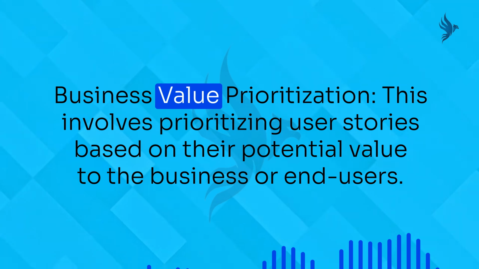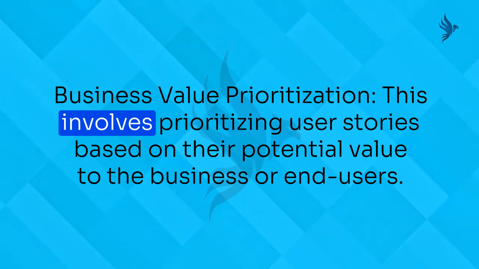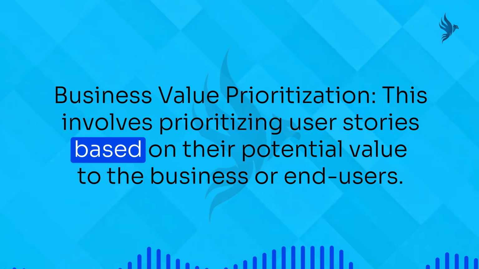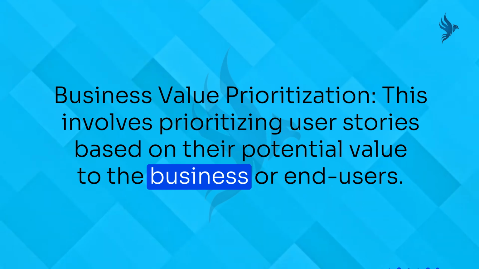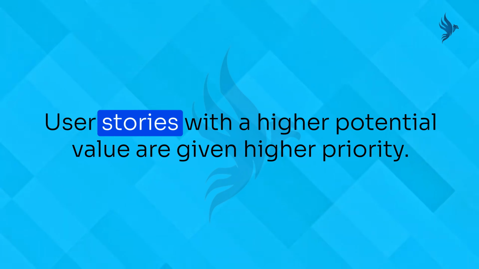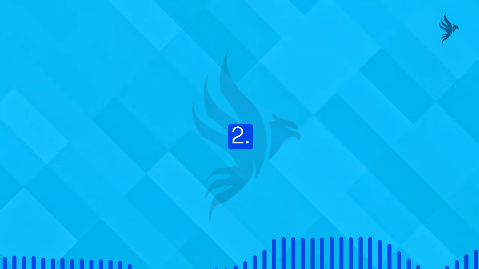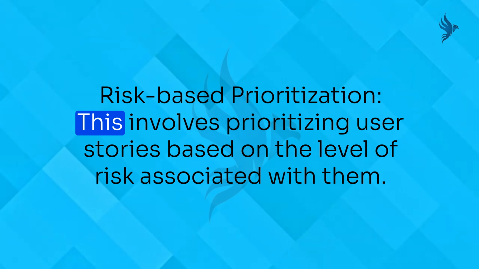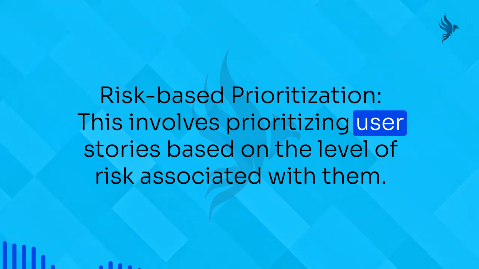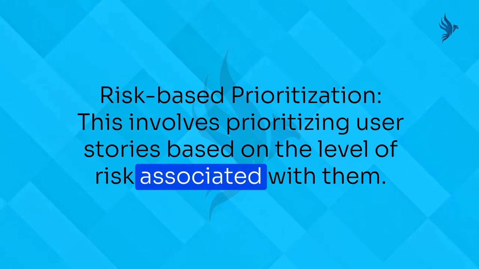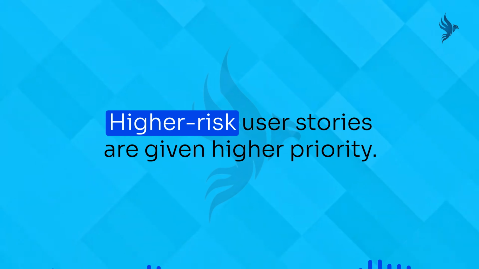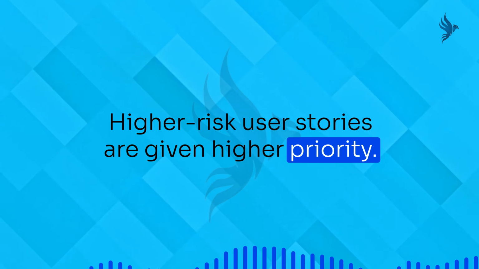Types of prioritization in Agile. 1. Business value prioritization. This involves prioritizing user stories based on their potential value to the business or end users. User stories with a higher potential value are given higher priority. 2. Risk-based prioritization. This involves prioritizing user stories based on the level of risk associated with them. Higher risk user stories are given higher priority.